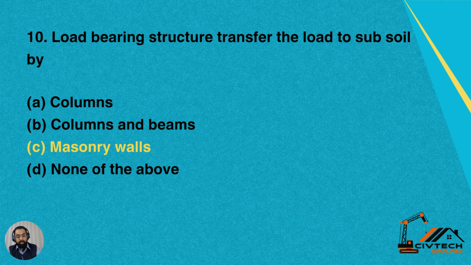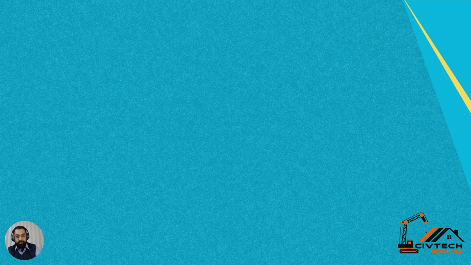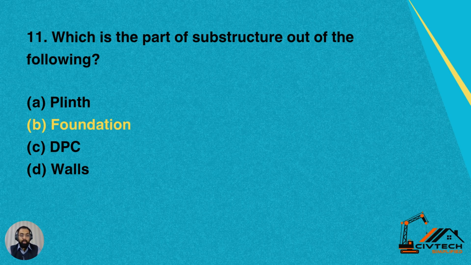Question number 10. Load bearing structure transfers the load to subsoil by: A, columns; B, columns and beams; C, masonry walls; D, none of the above. So the correct option for this is masonry walls. Load bearing structures transfer the load to subsoil through their load bearing walls.